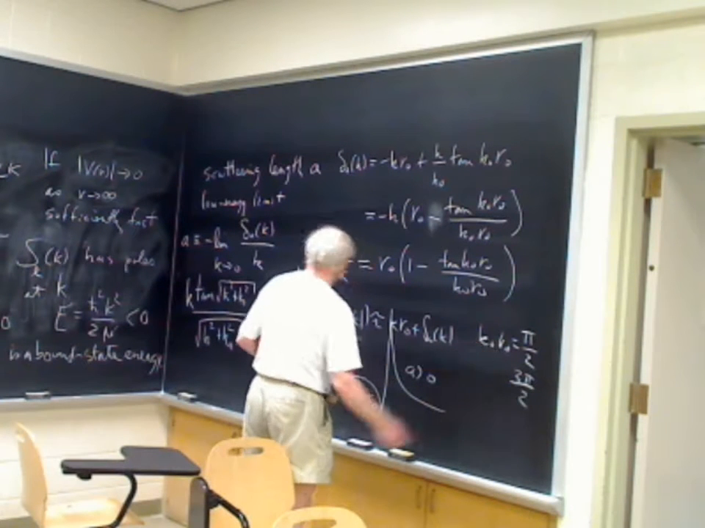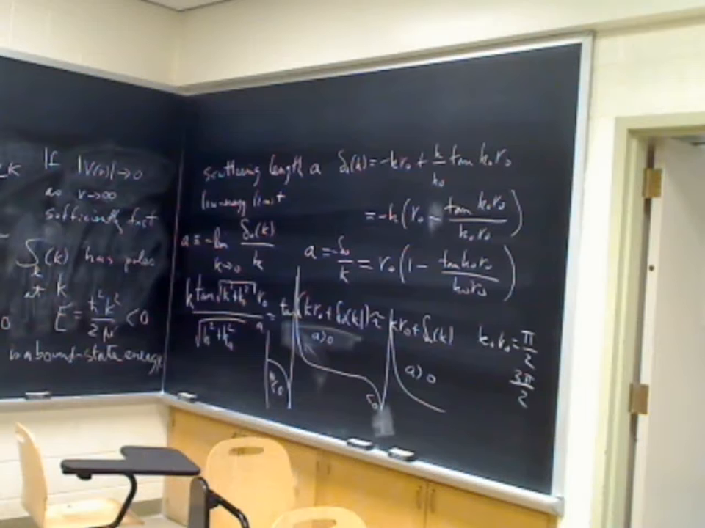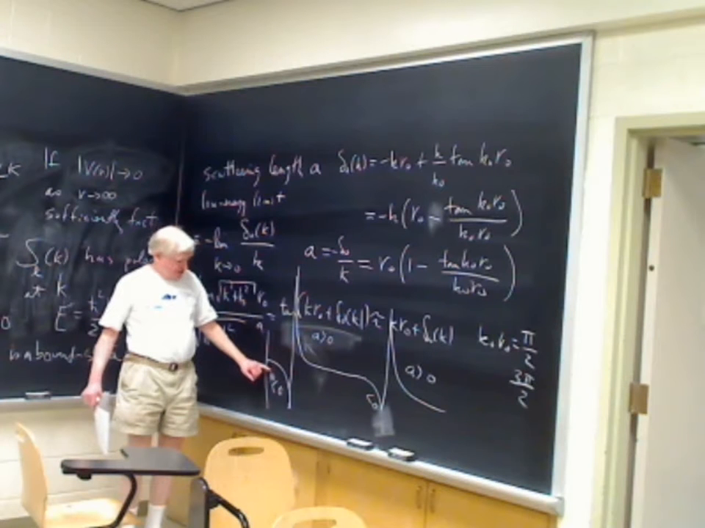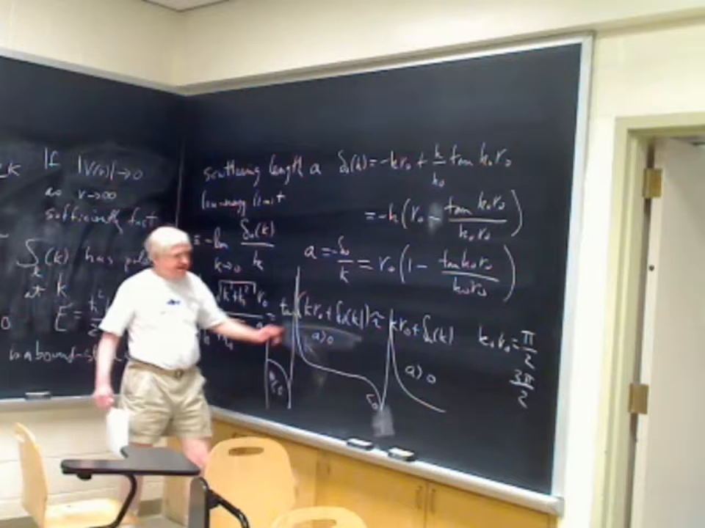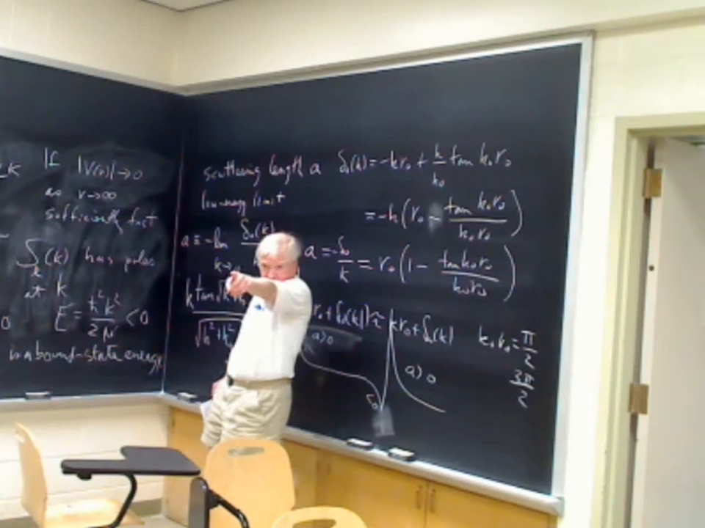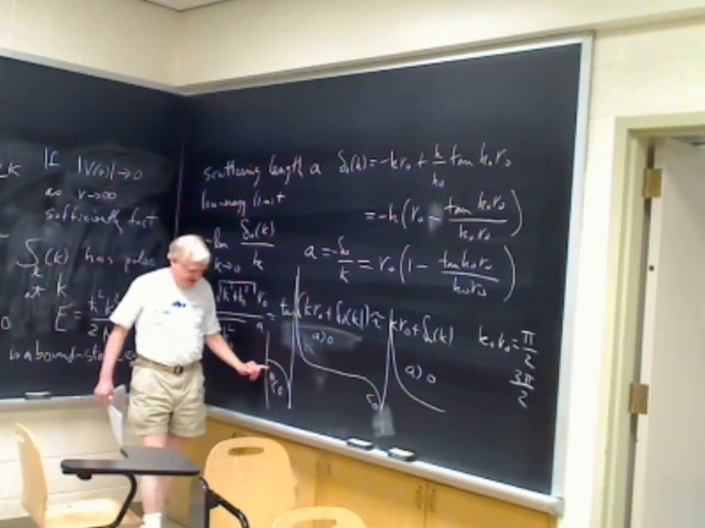And so what are these points? These points where k0 r0 is pi over 2, the point here is that, let me say it this way. Way down here, the potential is too small. See, k0 is related to the depth of the potential. K0 there is proportional to the square root of V0 by that very first formula way over there. So here, the scattering length has no bound states.